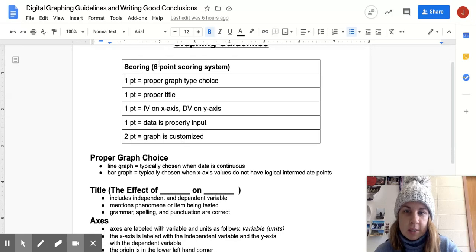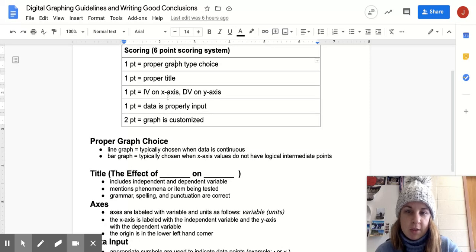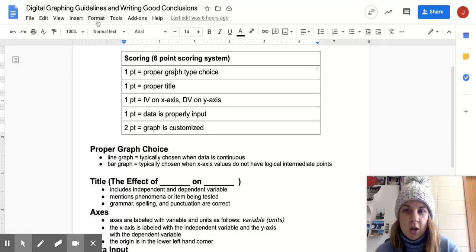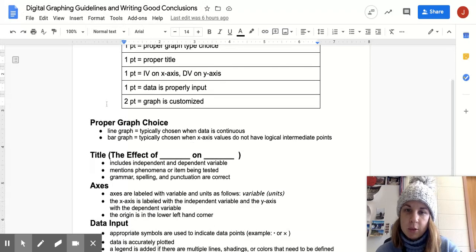So our scoring is a 6-point scoring system, so that's the exact same as it was before. It was 6 points. 1 point for the proper graph title, 1 point for the proper graph choice, 1 point if your IV is on the X and your DV is on the Y, that your data is properly inputted. So I know it does graph it for you, but if you don't put it in right, it doesn't work. And then 2 points for that your graph is customized. Now I will go into what customized means. You can also find this document on Unified Classroom under Lab Report handouts. Okay, so it will always be available to you.